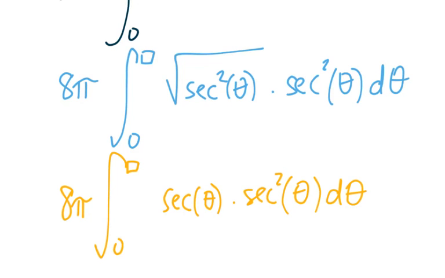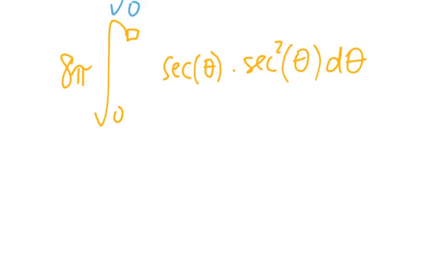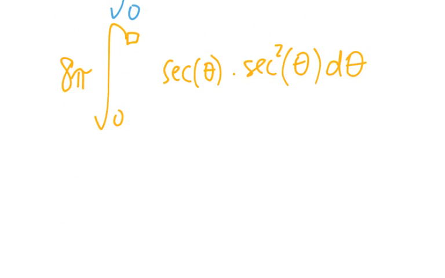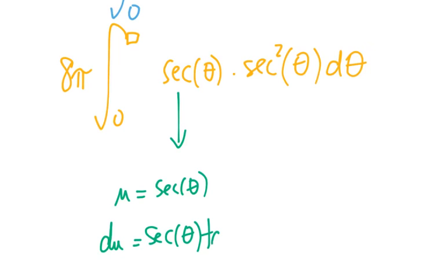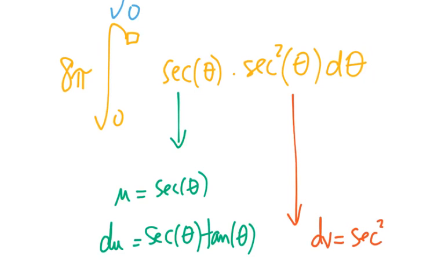It's not something that we know, so we might want to do integration by parts to solve this problem. So I'm going to call u secant theta, because it's easy to find the derivative of secant theta. Derivative of secant theta is going to be secant theta tangent theta. And then I'm going to call secant squared dv. Because I know the function that gave me secant squared is tangent.